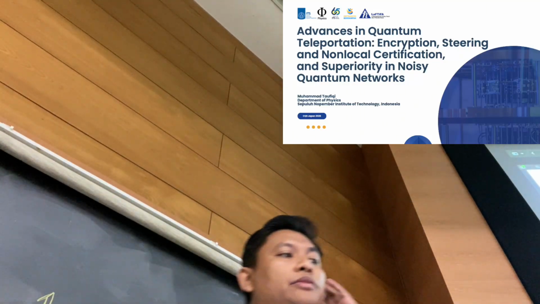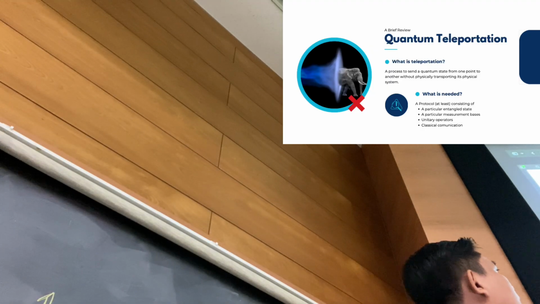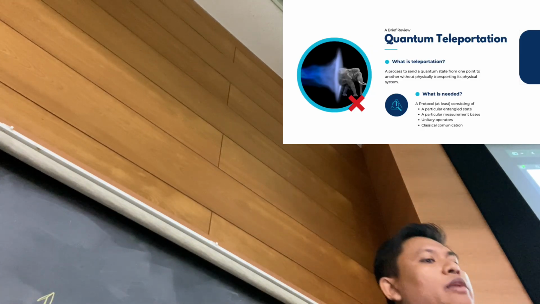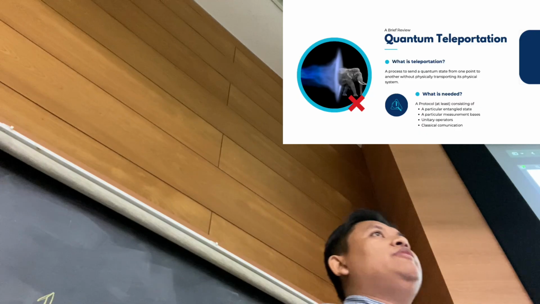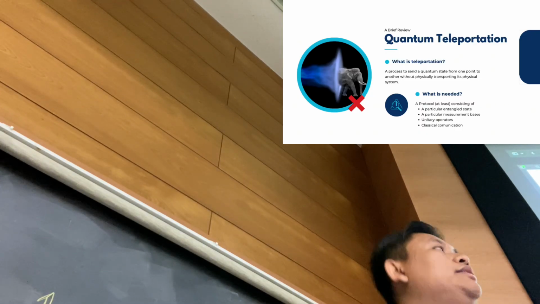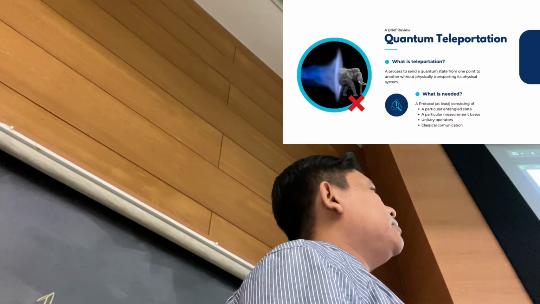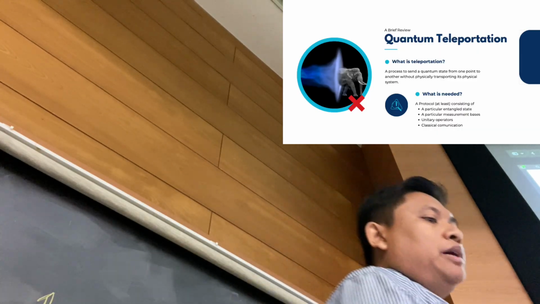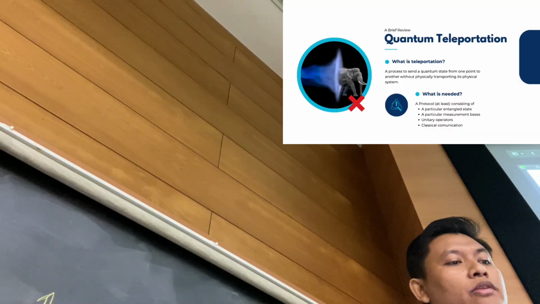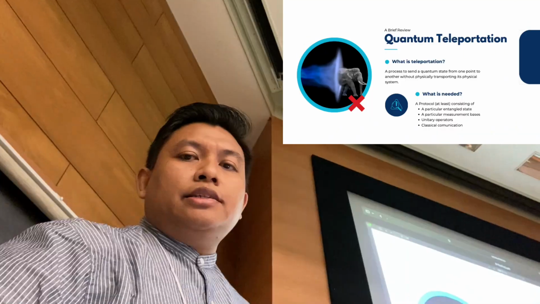So as a brief review, what is teleportation? It is a process to send a quantum state from one point to another point without physically transmitting the physical system. And what is needed? At least for now, first a particular entangled state, second a particular measurement basis, and some unitary operators, as well as classical communication assistance.